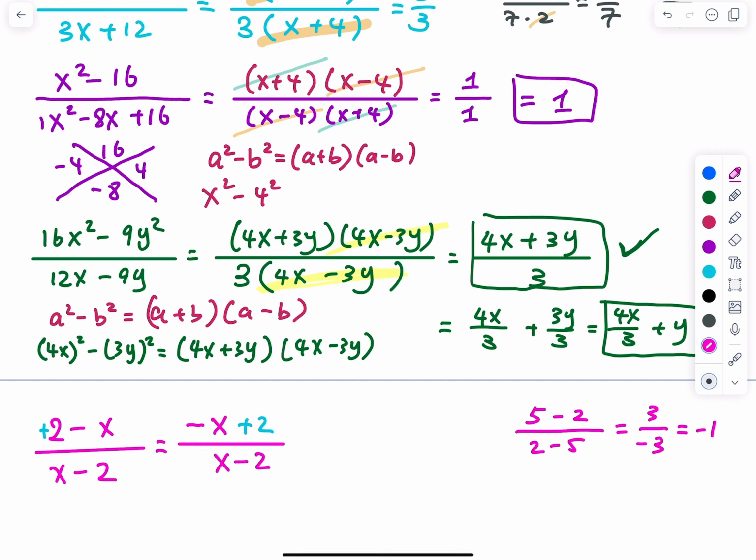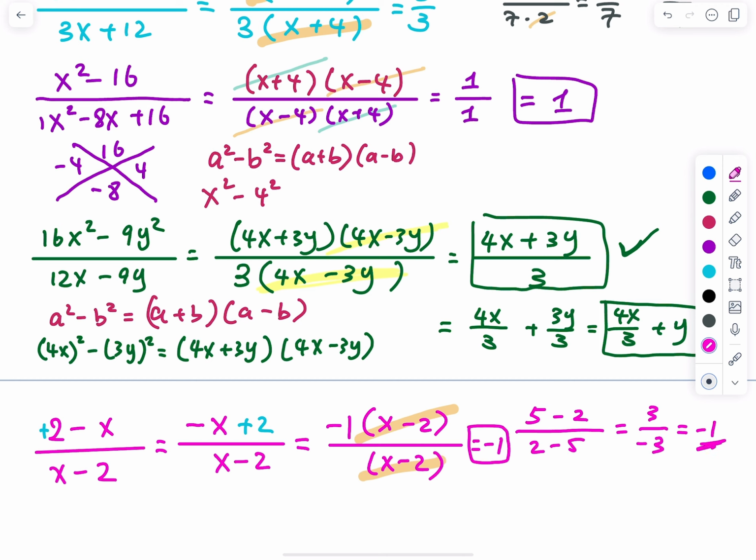Well, now they look very different. I have a plus 2 on top, a minus 2 on the bottom. But once you factor out a negative, this is negative (x minus 2). Agree? You can always put it back. And then divided by x minus 2. Okay, so we are close. x minus 2, x minus 2. So that is equal to negative 1. The answer is equal to negative 1, just like this.